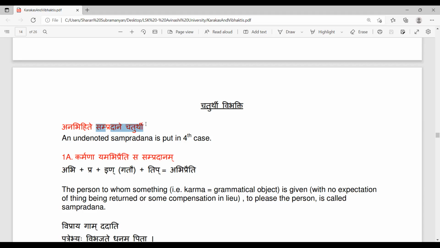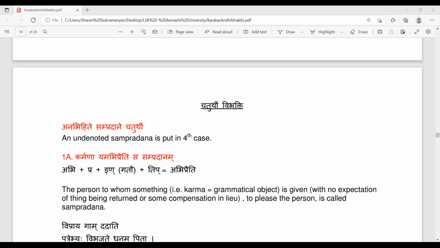Sampradane Chaturthi, that is a sutra. Chaturthi Sampradane, it is a sutra. And undenoted. So Abhigita means denoted. Na Abhigita, undenoted. Anabhigite Sampradane, Sampradana Karake. That is, Anabhigita Sampradana will be assigned Chaturthi Vibhakti, the 4th case.